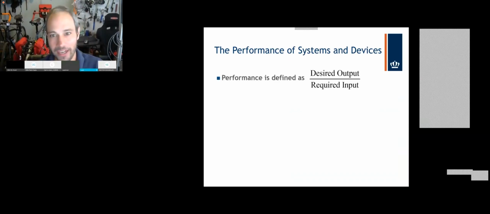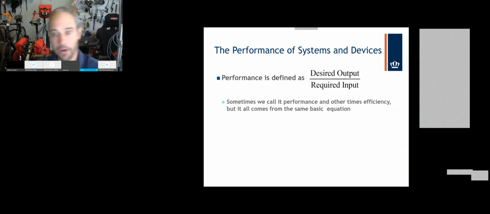But performance is defined as desired output over required input. Doesn't matter what you're working with. Performance of anything is what is your desired output divided by what is the required input. There's different names for performances depending on what you're talking about. Sometimes we call it an efficiency. Sometimes we call it performance. Sometimes we call it coefficient of performance. It just depends on the application.